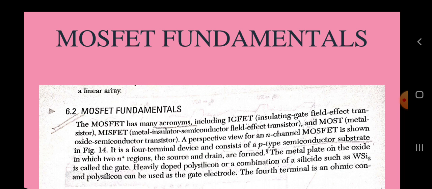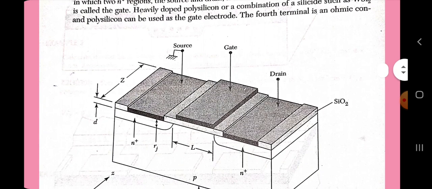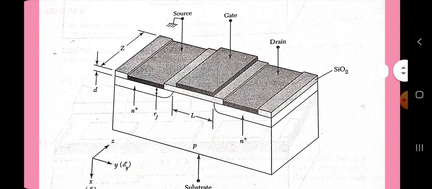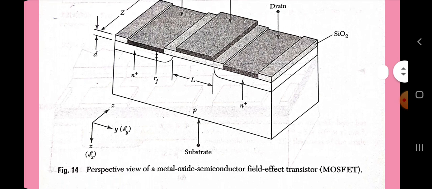A perspective view of an N-channel MOSFET is shown in this figure. It is a 4-terminal device and consists of a P-type semiconductor surface in which two N+ regions, the source and the drain, are formed. The metal plate on the oxide is called the gate. Heavily doped polysilicon or a combination of a silicide such as tungsten silicide and polysilicon can be used as the gate electrode. The fourth terminal is an ohmic contact to the substrate.